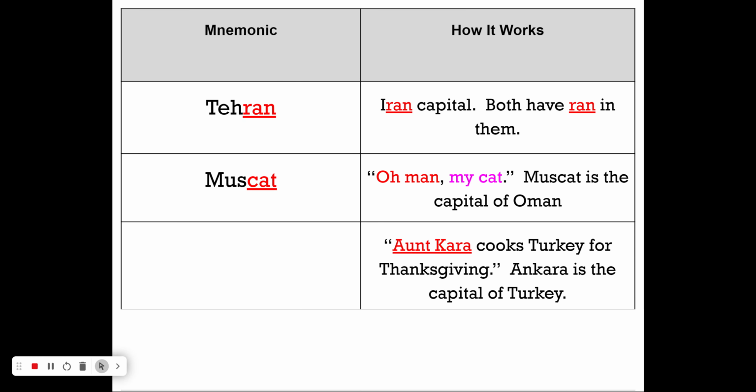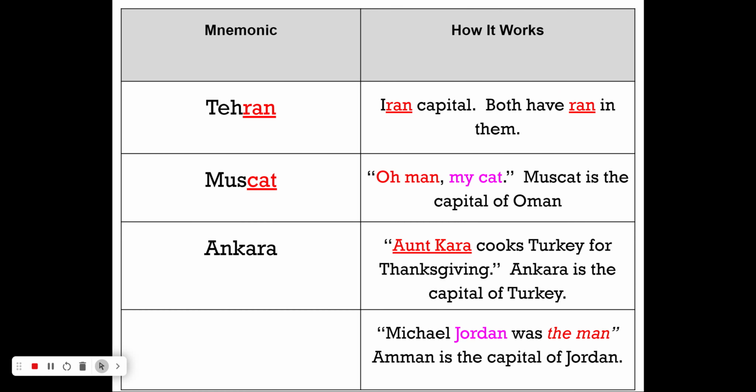Capital city mnemonic number 3 is Aunt Kara cooks turkey for Thanksgiving. Ankara is the capital of Turkey. So your mnemonic here is just simply Ankara, or Aunt Kara, is the person who cooks your turkey for Thanksgiving. That should help register in your mind or help you remember that Ankara is the capital of Turkey.